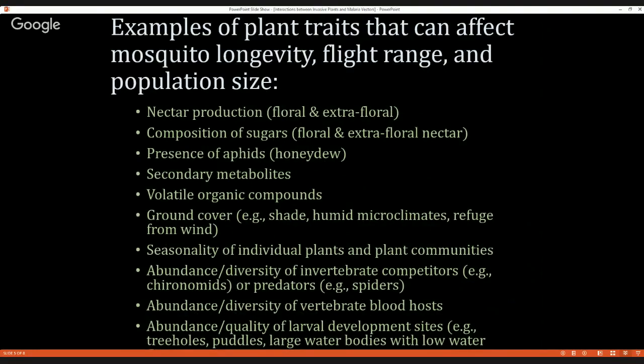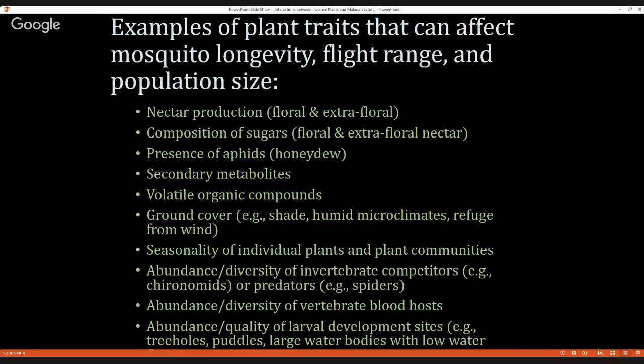So this was already on that handout that everyone might have or not. These were just some traits of plants that I could imagine might affect mosquitoes. There might be better examples. You guys might have other things, but things like the amount of nectar production or the composition of the sugars of the nectar, secondary metabolites present in it, volatile organic compounds that are produced by the plants that might aid mosquitoes in finding or locating certain plants or preferring certain plants over others.